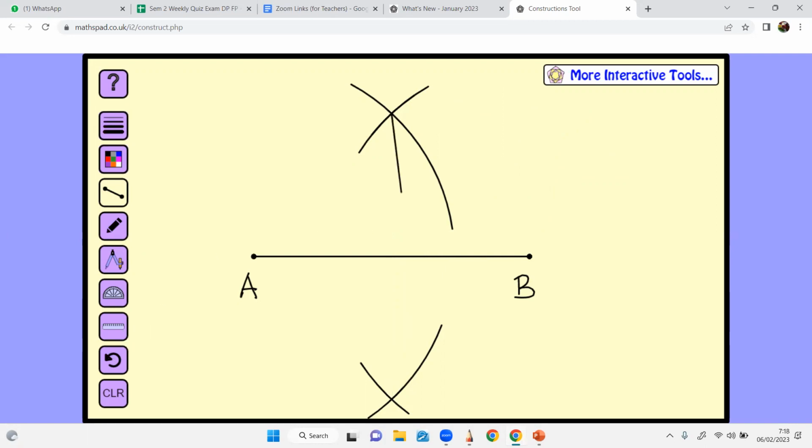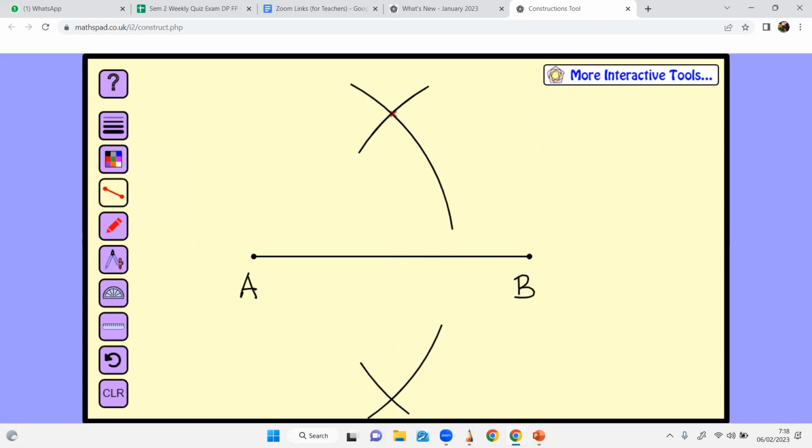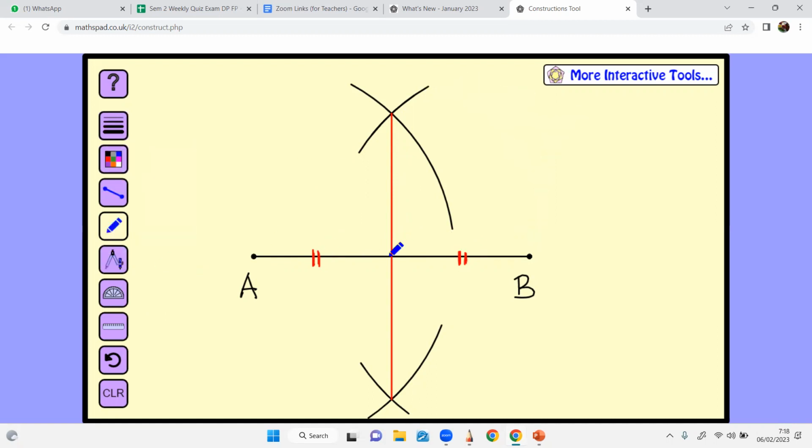Make it a bit longer. There you go. Wait, I need to use another color. Let's say I use the color red. So this red line is the perpendicular bisector. It divides A and B at the same distance, and it also creates a 90-degree angle here.